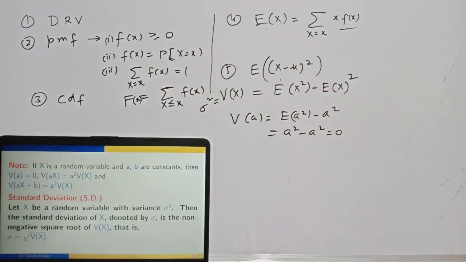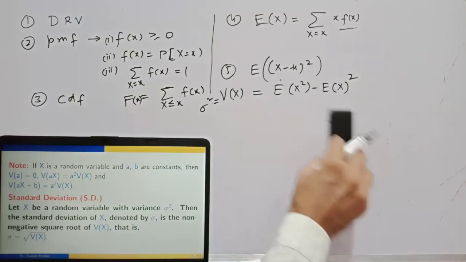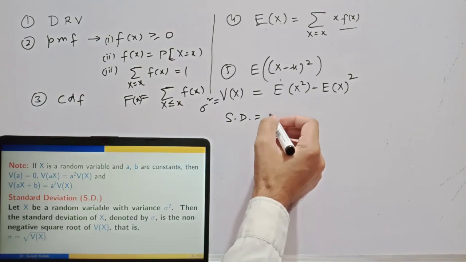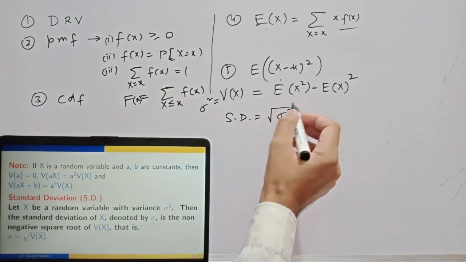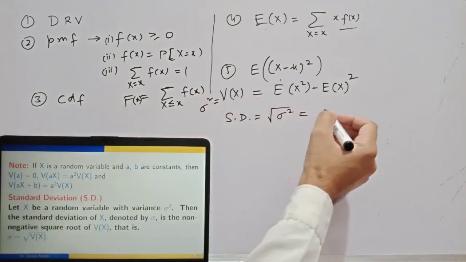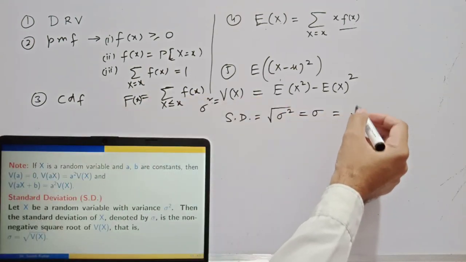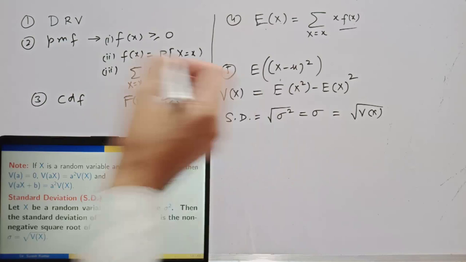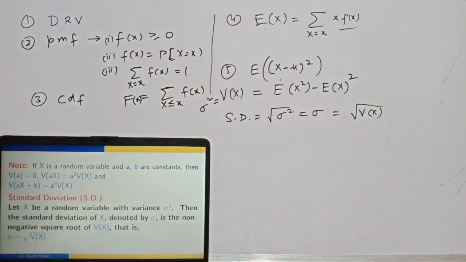Next is standard deviation. What is standard deviation? Standard deviation is the positive square root of variance, and can be denoted by sigma or the square root of variance. Now the question is, why do we define the square root of variance as standard deviation? What is the need of defining another statistical measure for the same thing, because it also tells you the deviation from the central value?